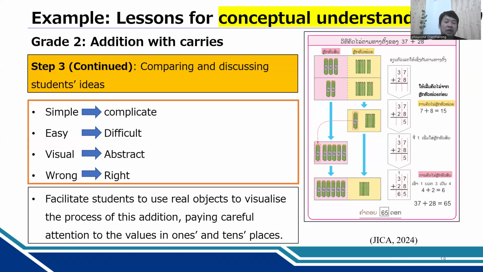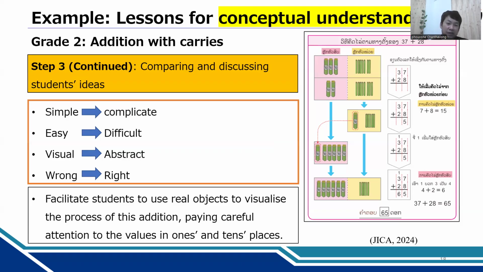The first one is seeing which method or which way students use, starting from the simple to the complicated one. So if you select who will make a presentation or who will give the idea, it might start from the simple method first, and then the last would be the complicated one. Also from easy first and then difficult, from visual into abstract, and starting from wrong to right, so that every student will have an equal opportunity to express their idea.